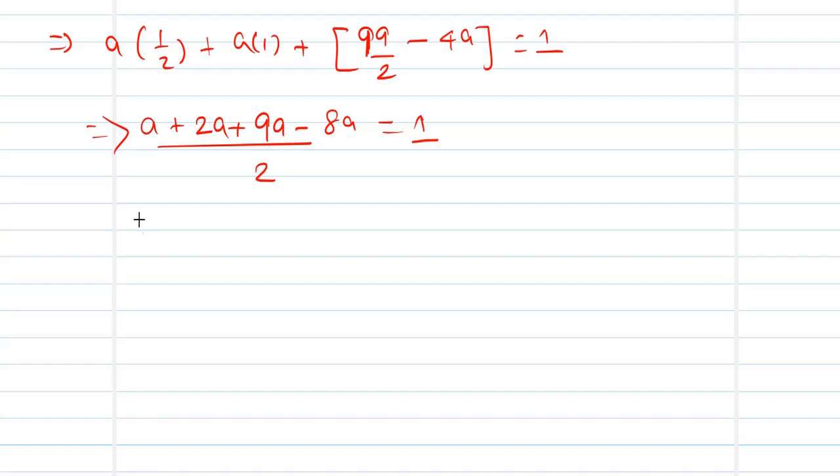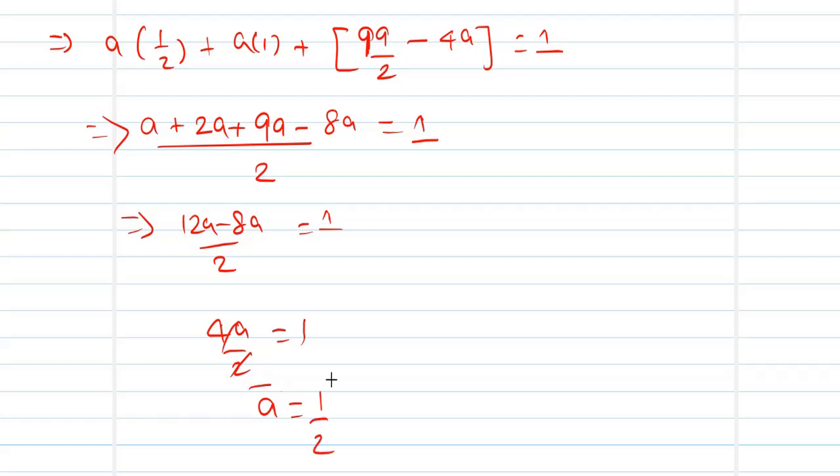9, 10, 11, 12. So 12 minus 8a by 2 is 1. So it is 4a by 2 equal to 1. So this is going to be a taking the value half. So when a takes the value half, go and fix it finally for your f of x. So what is going to be our f of x?